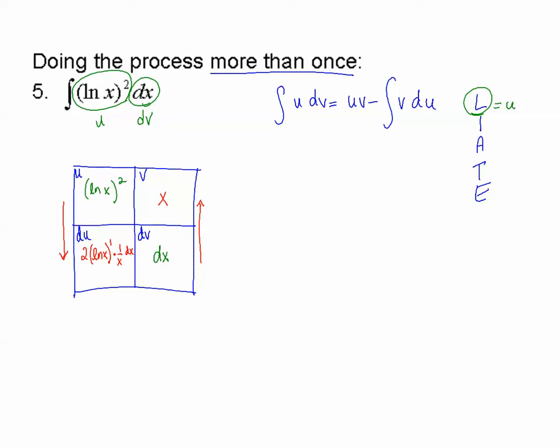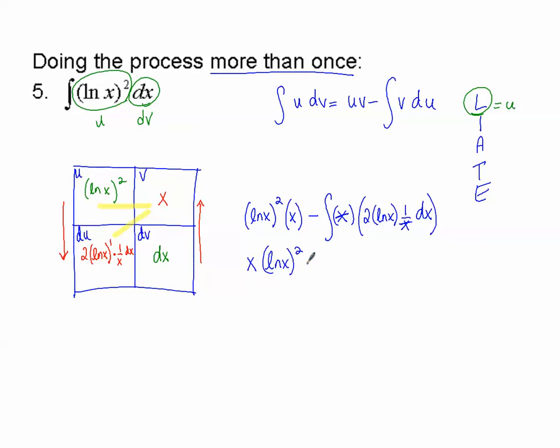And now we do our 7: uv and then v du. Let's write it down. U times v is natural log of x squared times x, minus the integral of v du. X times all this guy, 2 natural log of x times 1 over x dx. Now, I can simplify a little bit, like x over x does cancel out, and I can move this around so I have x times the natural log of x squared minus the integral of 2 natural log of x dx.